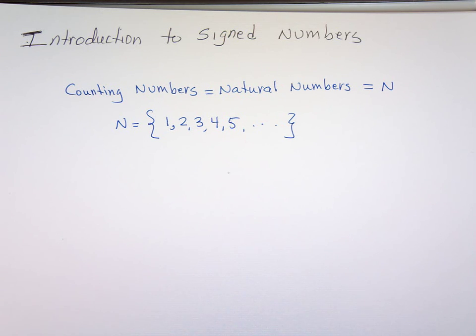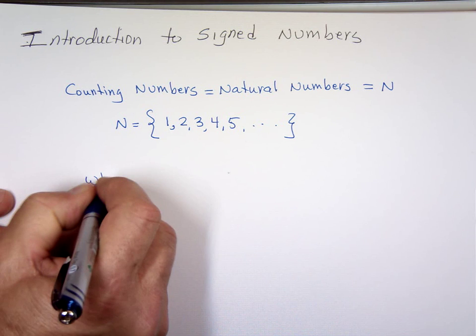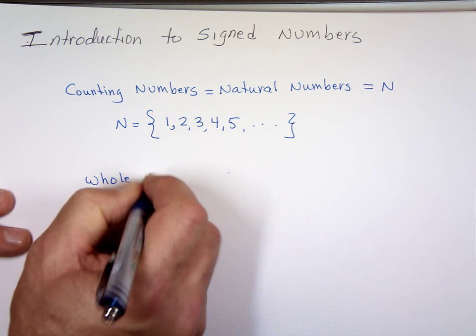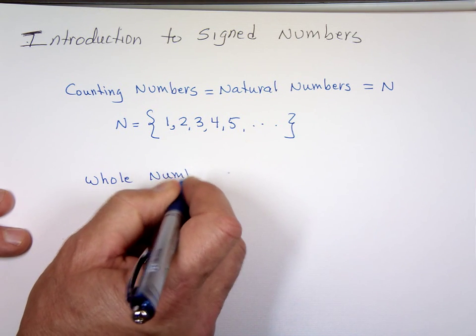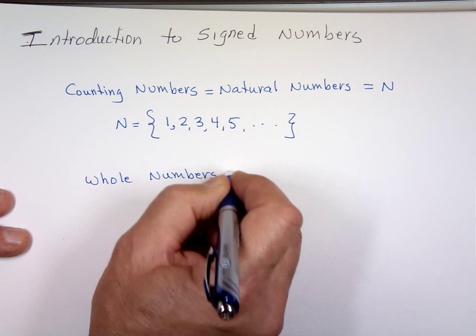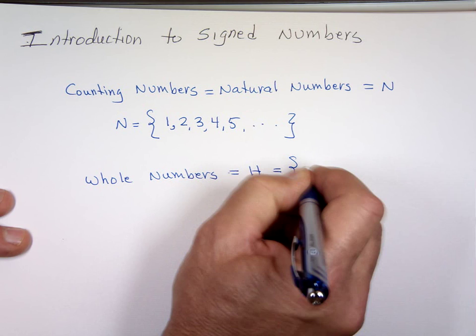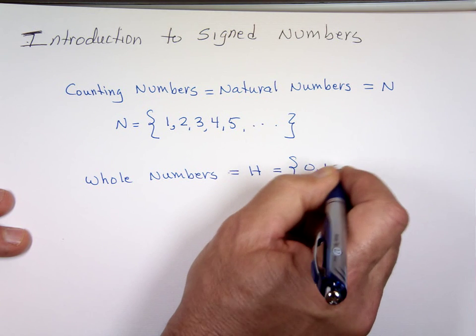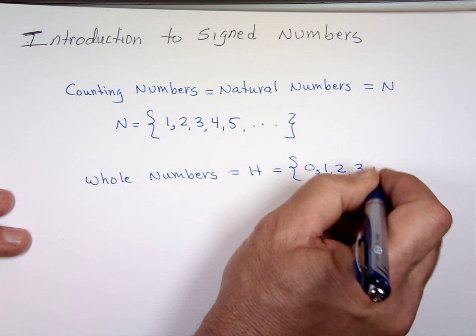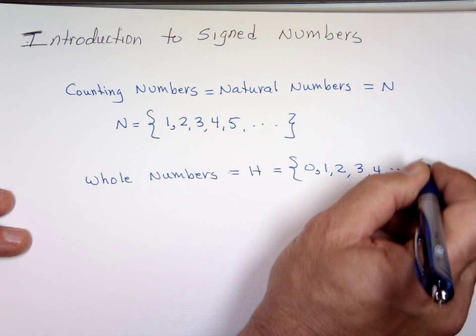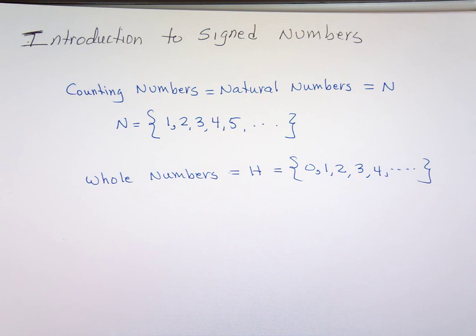Now if you go and add 0 to that list, you have what we call whole numbers. And usually that's given the letter H. So that's 0, 1, 2, 3, 4. No decimal yet. Just the portion of it.